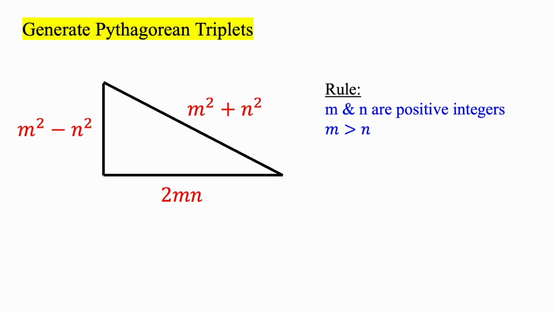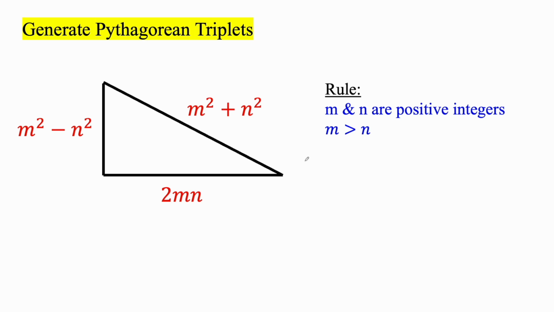Okay, in this video we're going to generate Pythagorean triplets, and so let's begin. Now at the end of this video I'm also going to kind of prove why this works. But in short, if m and n are positive integers and m is greater than n, then we can pretty much generate a bunch of Pythagorean triplets.